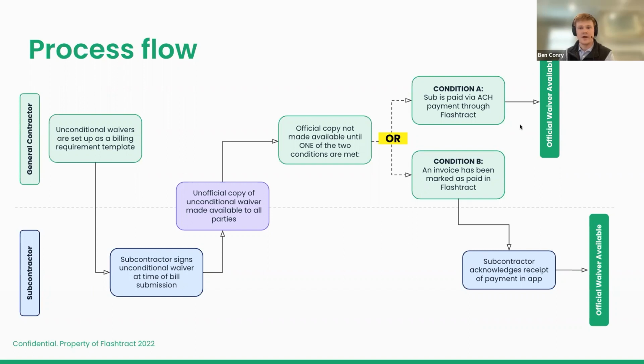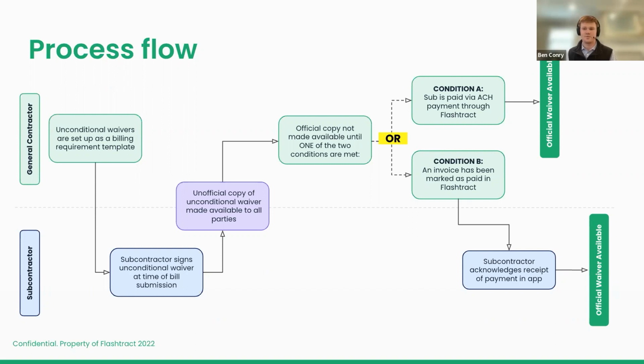But some of you on today's call are Flashtract customers, some are not. You might be comfortable with how you pay subcontractors today, and you still want to leverage this feature. We took this into account and built a second condition. So for condition B in Flashtract, you would simply mark an invoice as paid, meaning that you are about to pay or have just paid your subcontractor. We're going to send an email to the subcontractor letting them know that payment is on the way or has been sent, and the subcontractor will be queued to log into their Flashtract account and acknowledge receipt of payment once they've received it from you.